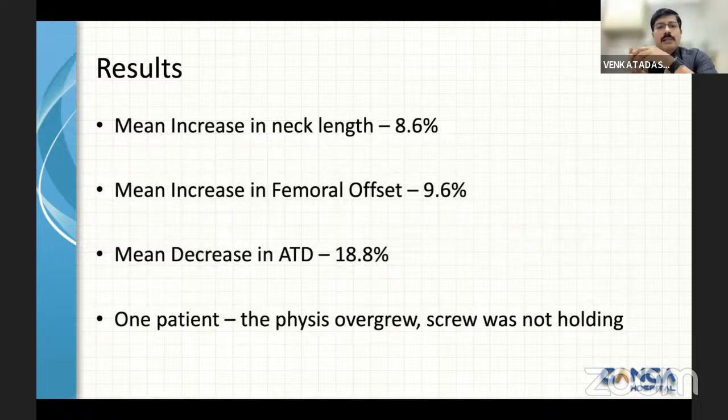If you look at the mean increase in neck length, it was 8.6% from the time of screw fixation till skeletal maturity. Increase in the femoral offset was 9.6%. As we discussed, articulotrochanteric distance is the only parameter which decreased, and it was about 18.8%. In our series, there was only one patient who overgrew the physis. The screw actually fell short of the physis. So the proximal femoral epiphysis kept growing normally in spite of the screw.